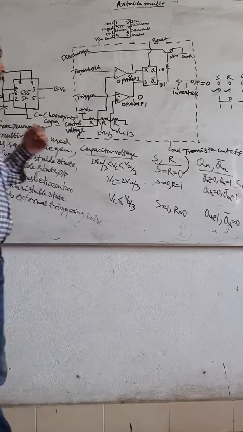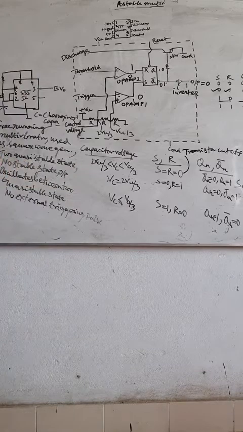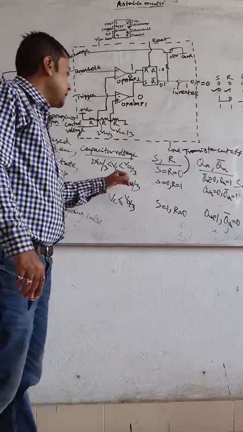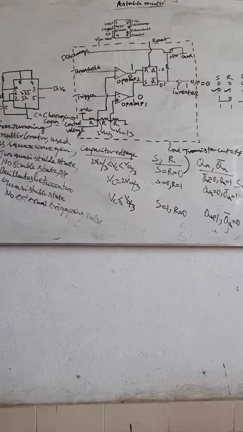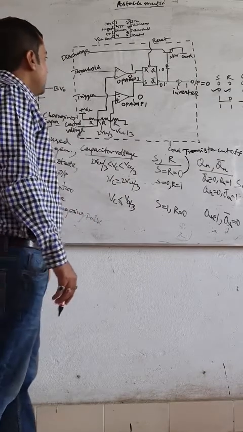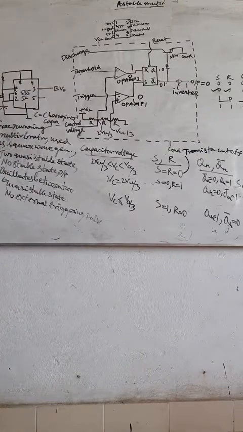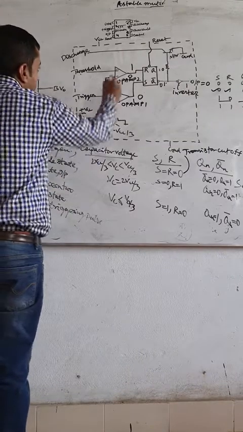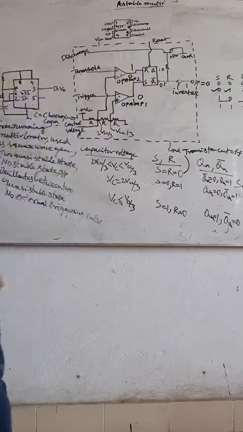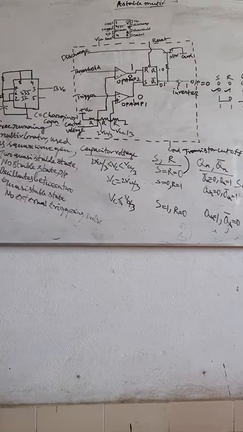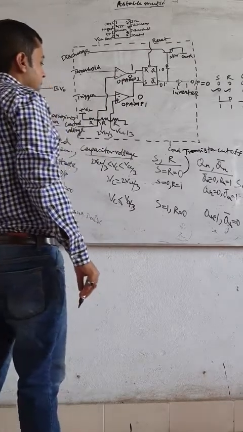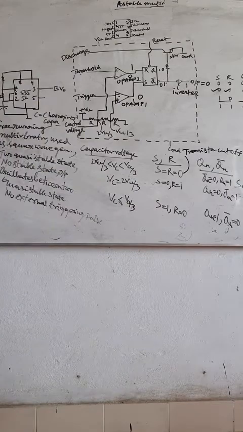Once the capacitor is charging, when the capacitor voltage reaches 2 Vcc by 3, then the op amp 1 output, S, will be 0. This is 2 Vcc by 3. The op amp 2 output, R, will be 1 when the capacitor voltage reaches 2 Vcc by 3. That means S is equal to 0, R is equal to 1.